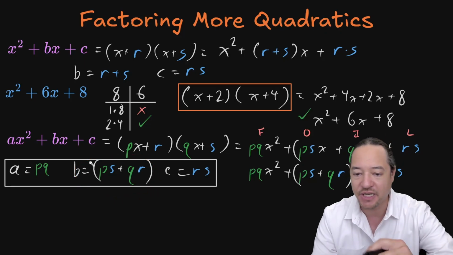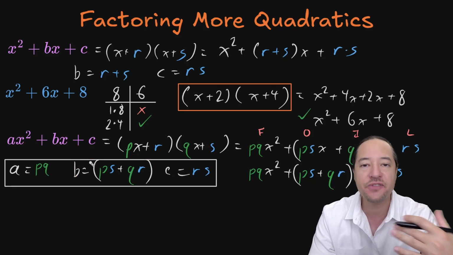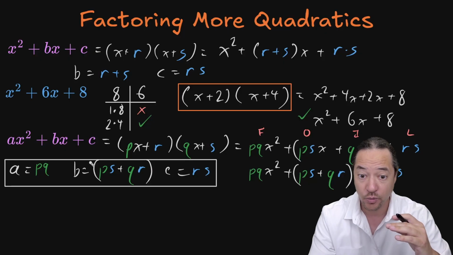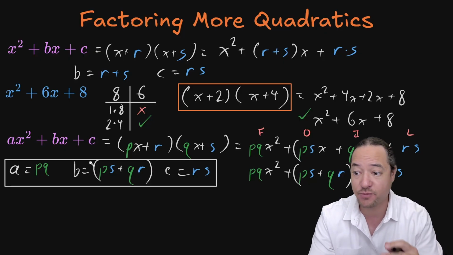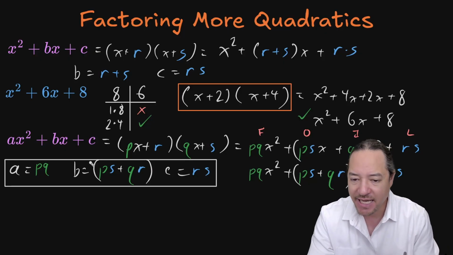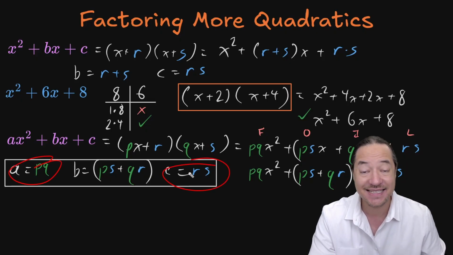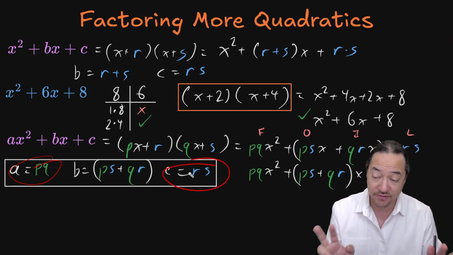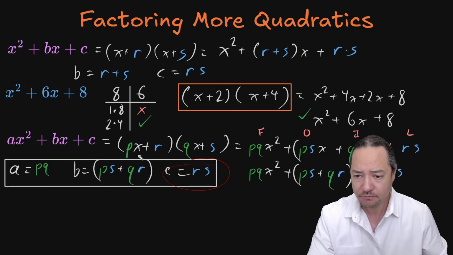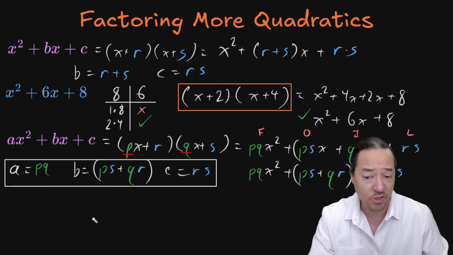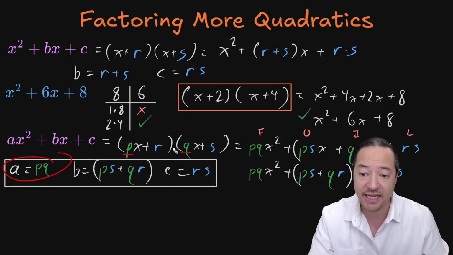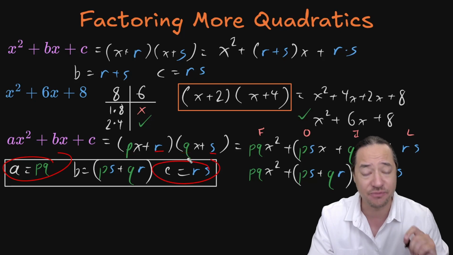So how does this help us? Well, there's a few different methods we're going to use when we factor quadratic expressions in general. Today, what we're going to focus on is this a term and this c term, okay? Because it's relatively simple to see that the product of this p and q are going to give me a, and the product of this r and s are going to give me c.